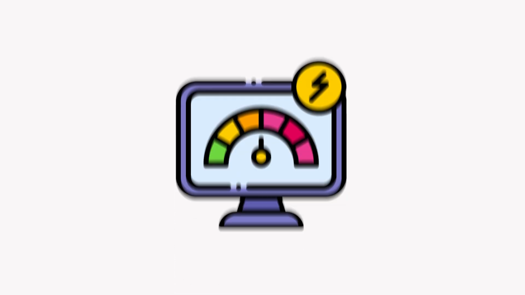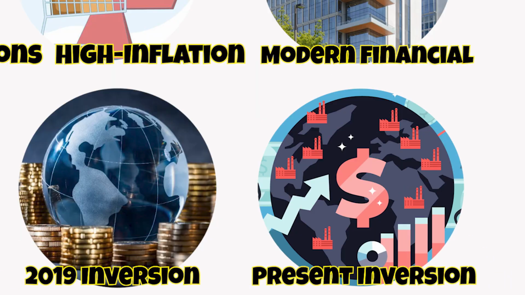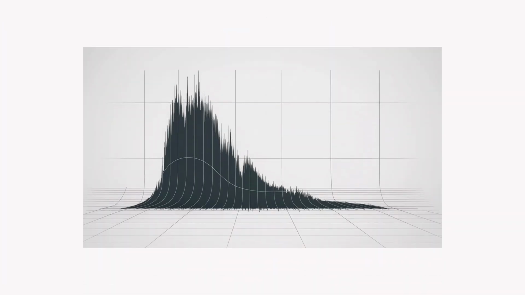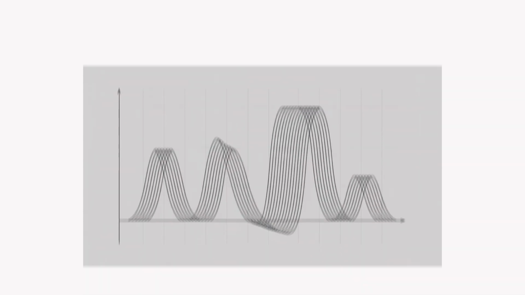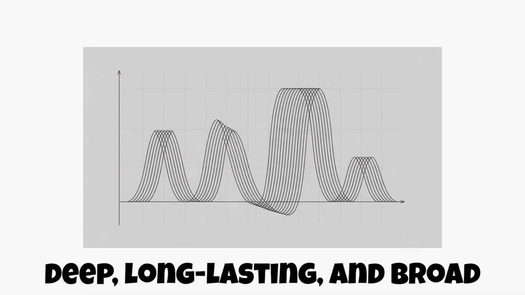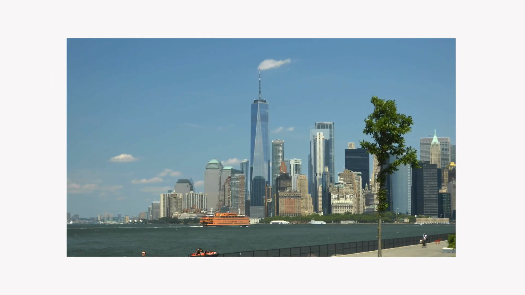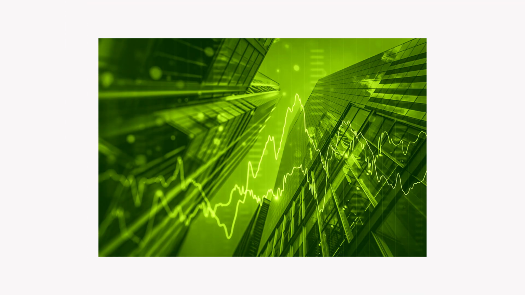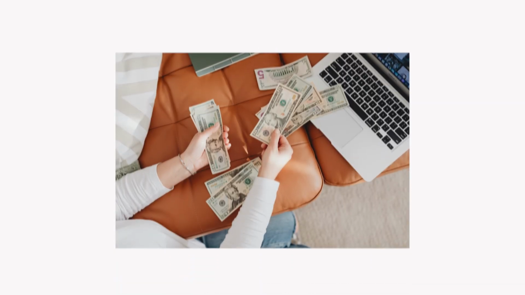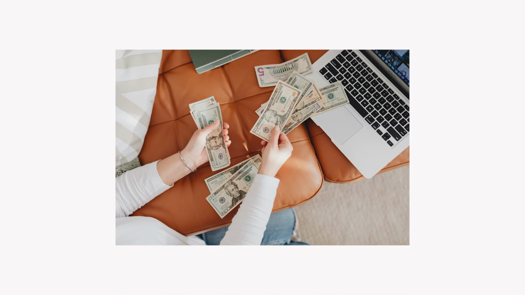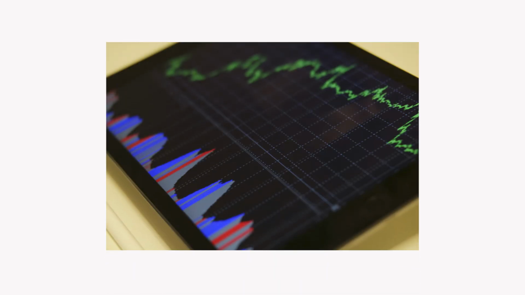And that brings us to the most misunderstood inversion of all. The 2022 to present inversion. The inversion that began in 2022 stands apart from the others in a critical way. It has been deep, long-lasting, and broad. Multiple yield curves inverted at the same time, and they stayed that way far longer than most previous episodes. This was not a brief warning. It was persistent. At the same time, the surface of the economy looked calm. Employment remained strong. Markets recovered after initial declines. Spending continued. That contrast made the signal easy to dismiss, just as it has been in the past.